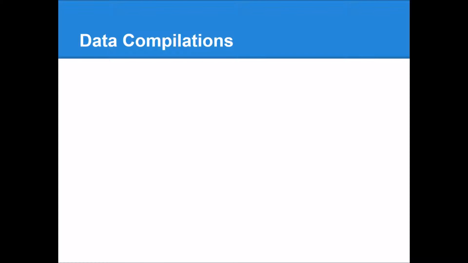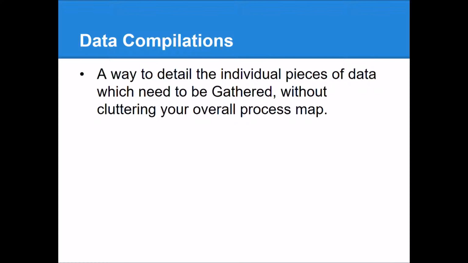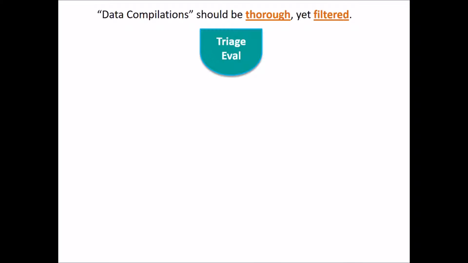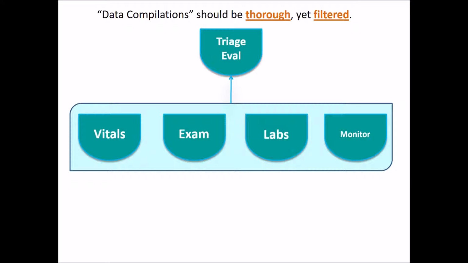Data compilations are basically a way to keep your overall process map simple and uncluttered, but still contain all of the information that you need to know your process in detail. The key to forming these nested series of gather steps is that each one should be thorough enough to include all of the relevant data that you need for your assessment, but filtered so that it doesn't include unnecessary pieces of data, which can clutter your map and clutter your assessment. In the example of our data compilation called triage evaluation, there are several sub-steps that compose that triage evaluation.